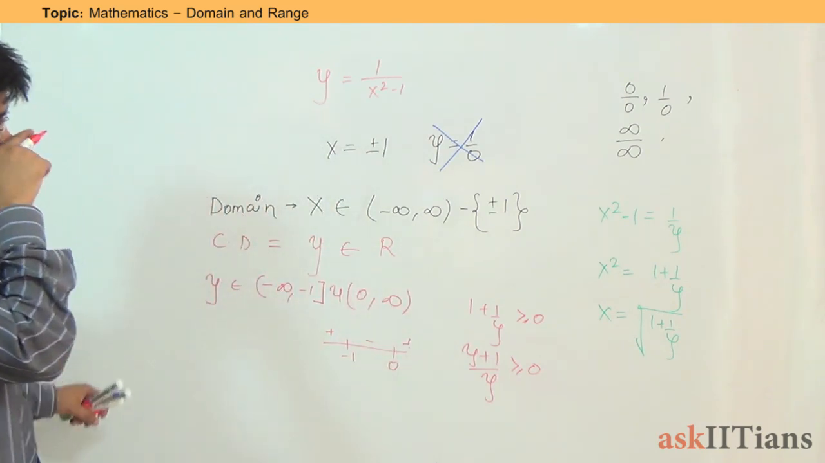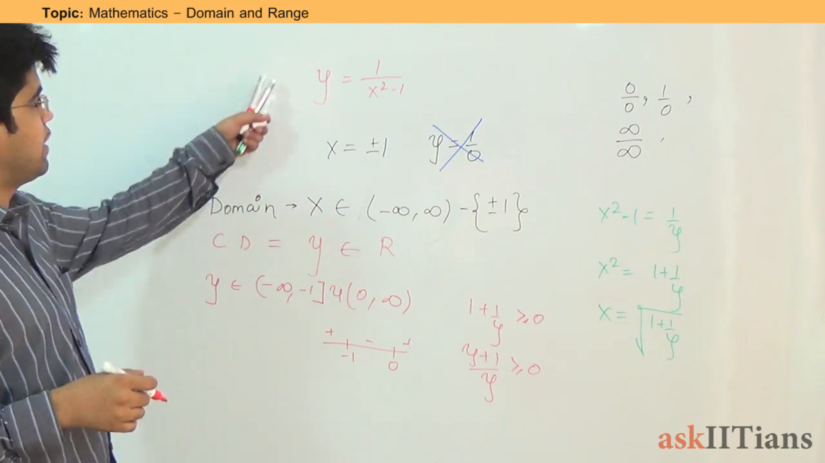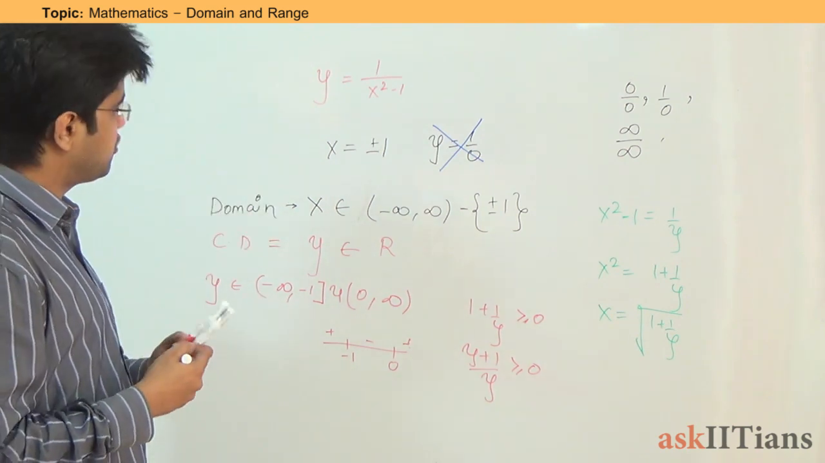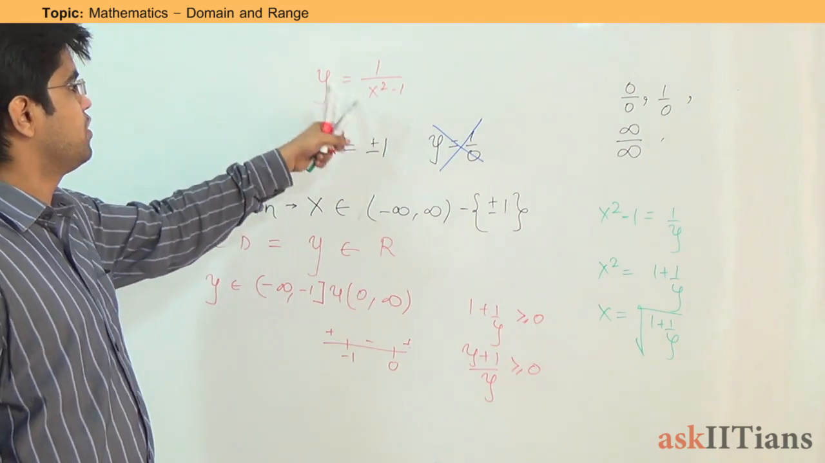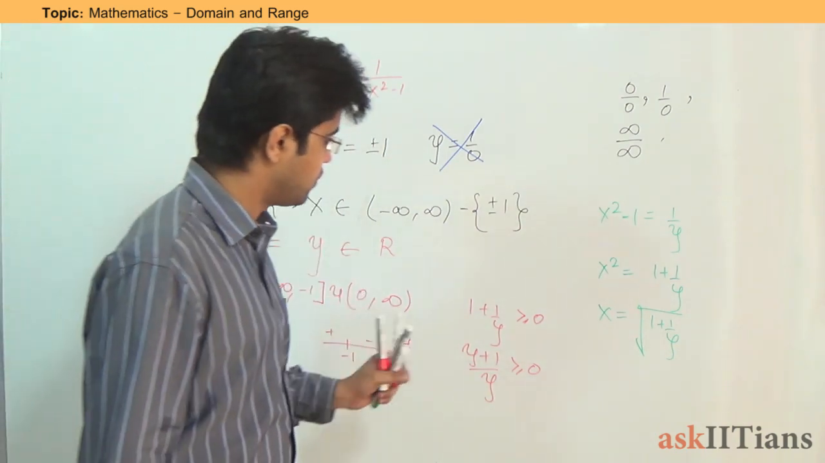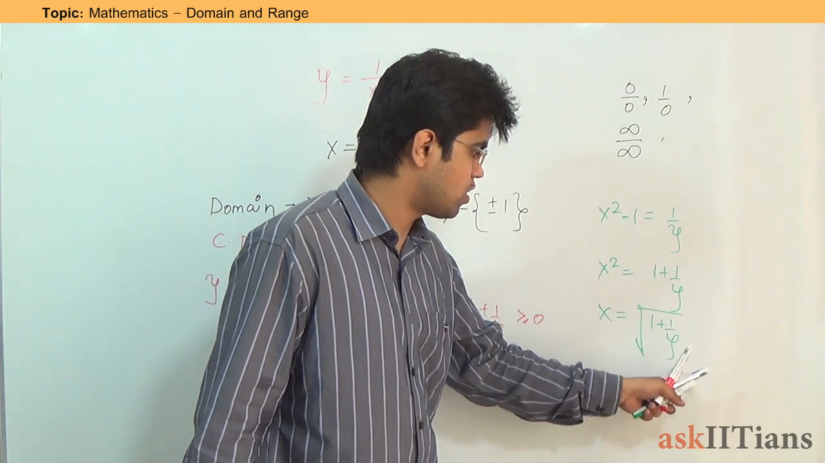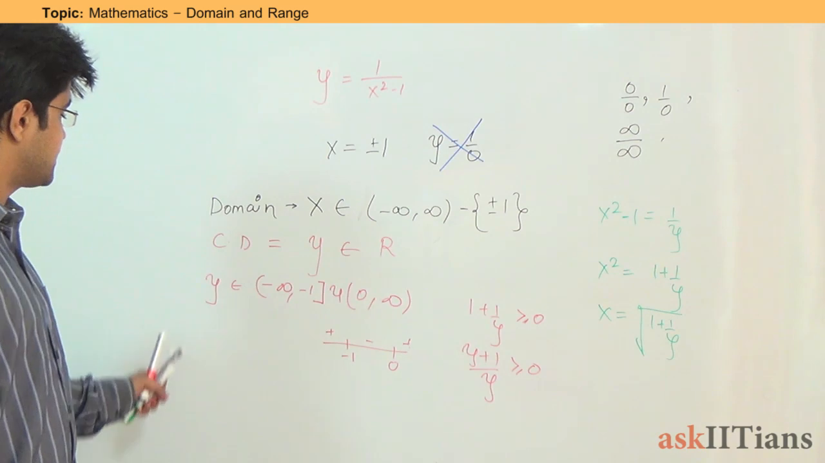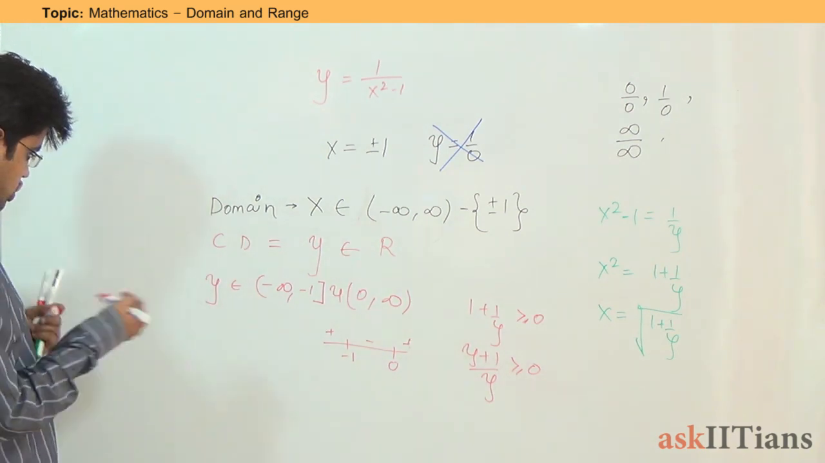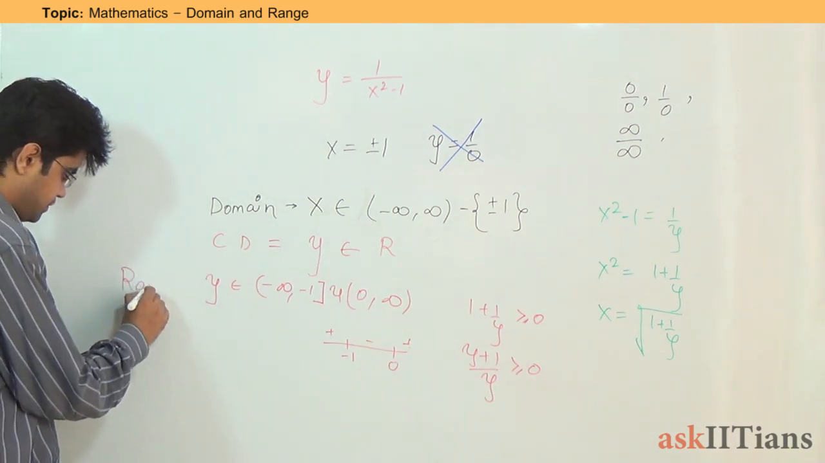Why can we not include 0? Because y can never become 0. You have to put a very huge value like infinity, which will make 1 upon infinity equal to 0. And similarly, if you see here, 1 upon 0 is not allowed at any moment. So obviously you cannot put 0 here. So this is the range for the function.